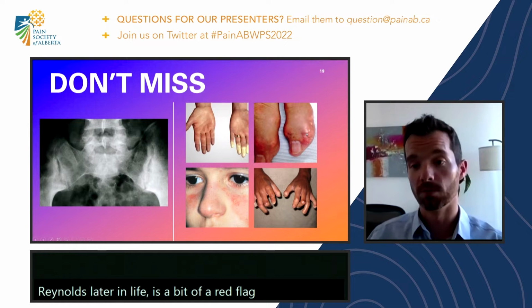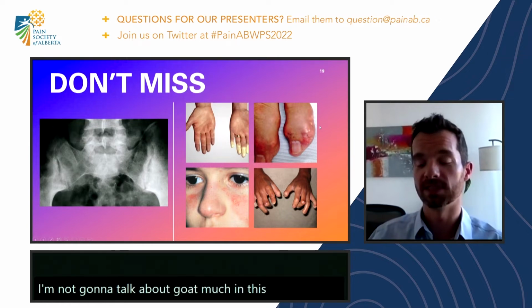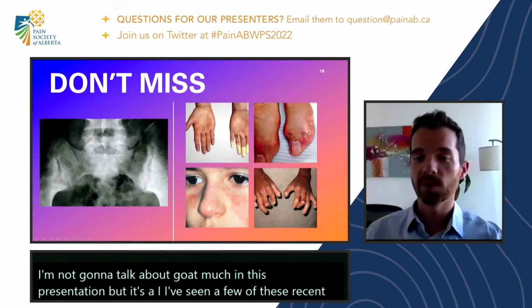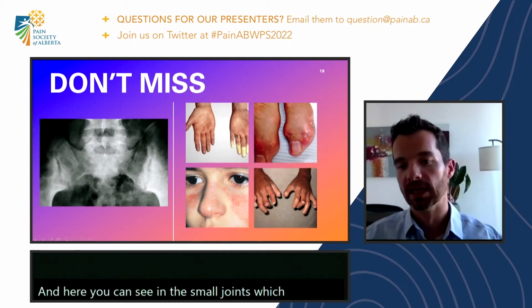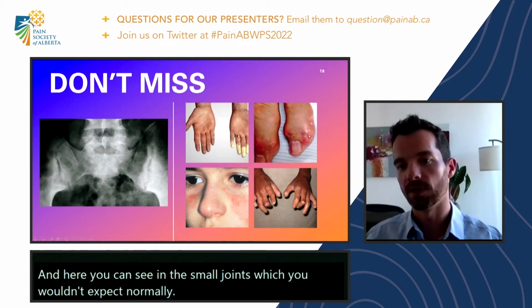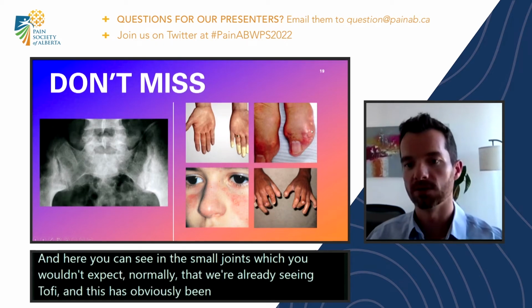I'm not going to talk about gout much in this presentation, but I've seen a few of these recently where gout has been missed for many, many years. And here you can see in the small joints, which you wouldn't expect normally, that we're already seeing tophi. And this has obviously been there for many, many years.